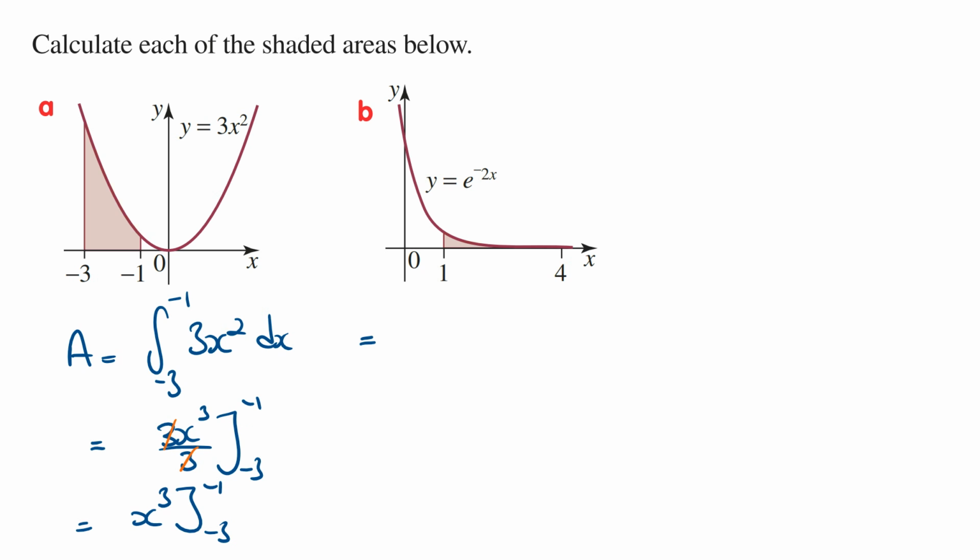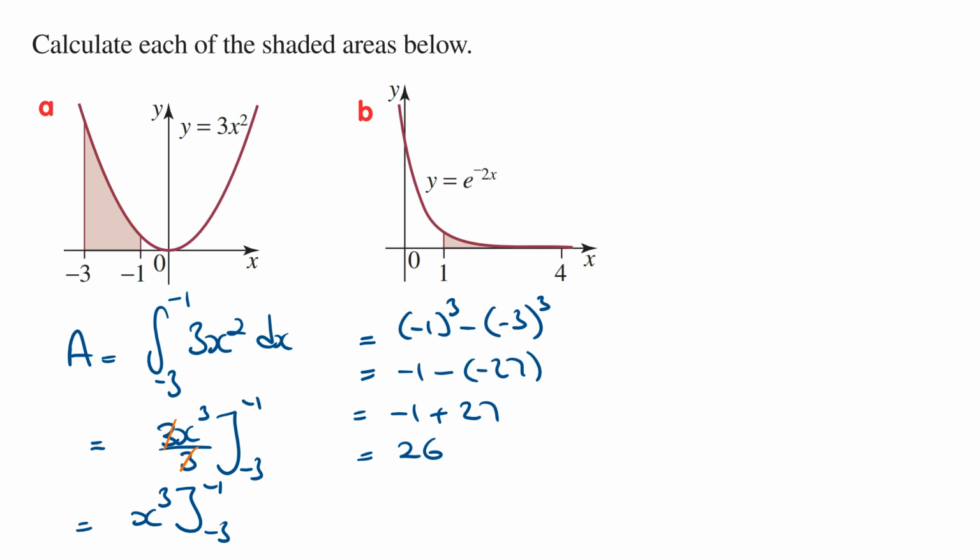And so this is going to be -1 cubed minus -3 cubed. This is going to be -1 and then minus -27, which is going to be -1 plus 27, which is equal to 26. And because we're calculating the area, we finish this with writing square units. And so the area of the shaded region is 26 square units.